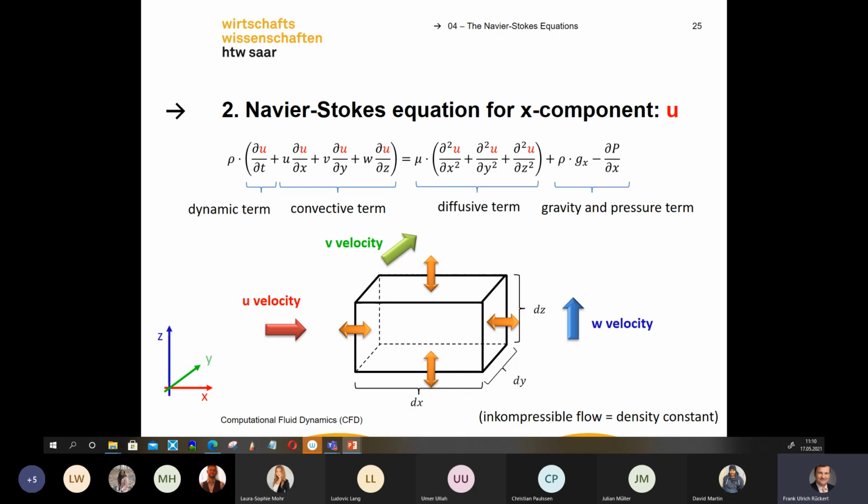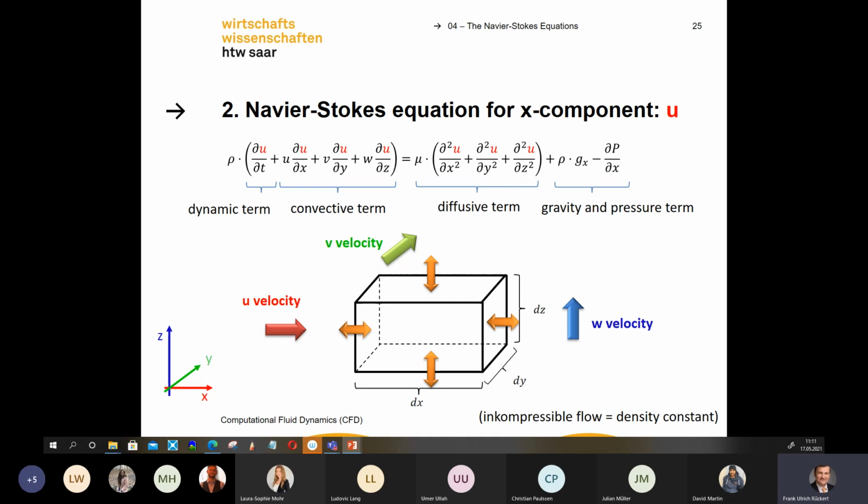Then additionally, a term has to be taken into account, the so-called diffusive term. Diffusivity is not the same movement as convection. Convection is just normal movement, but diffusion is the movement to the sides, more or less. Here you see the viscosity is added to the diffusive term, and this term describes how viscous your medium is.